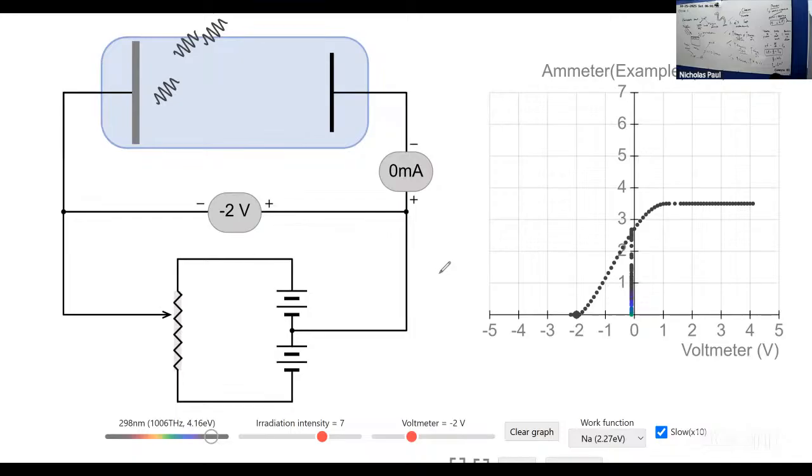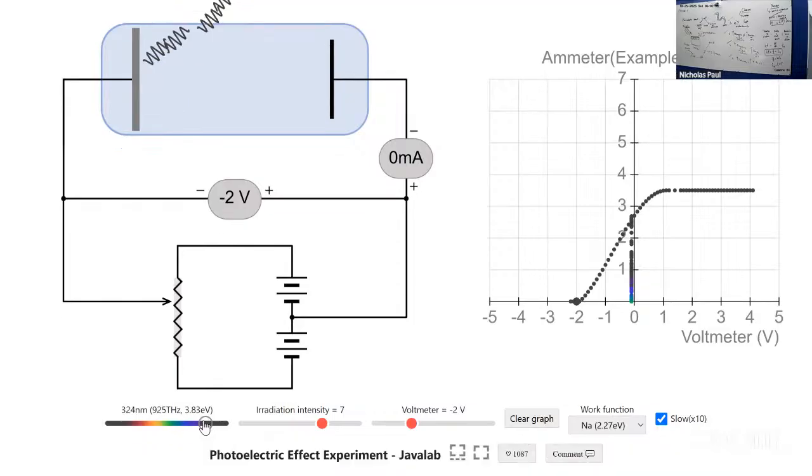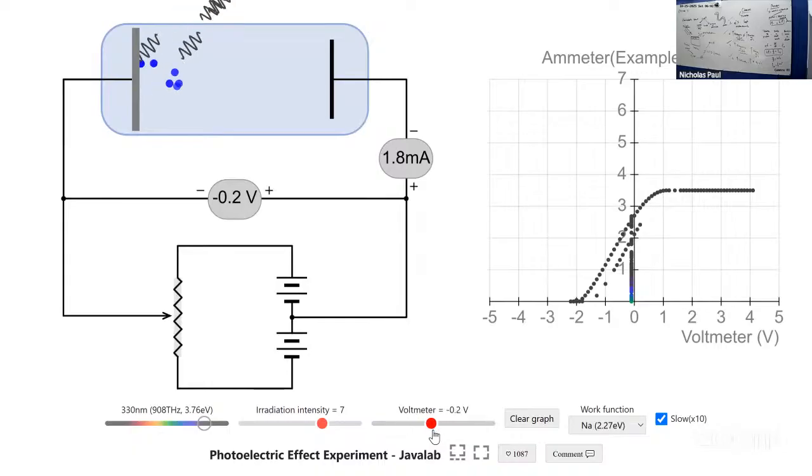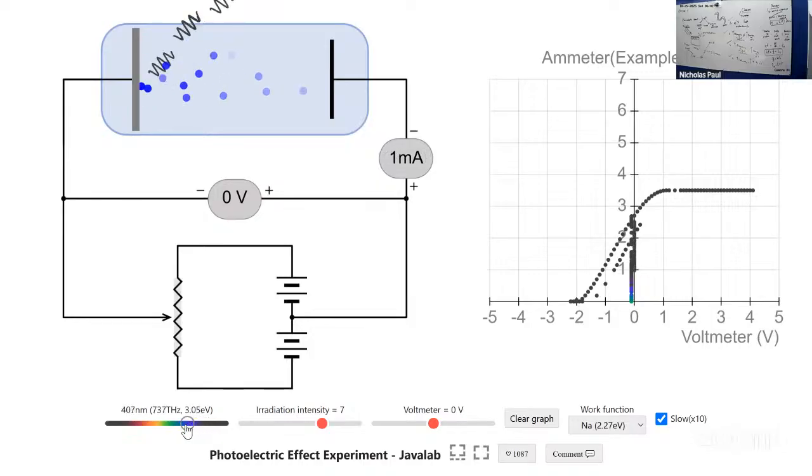All right, so that's the photoelectric effect. You all might recognize here that I could keep adjusting the wavelengths until there's a particular wavelength where nothing will happen. Let's see if we can find it now. 2.27, all right.